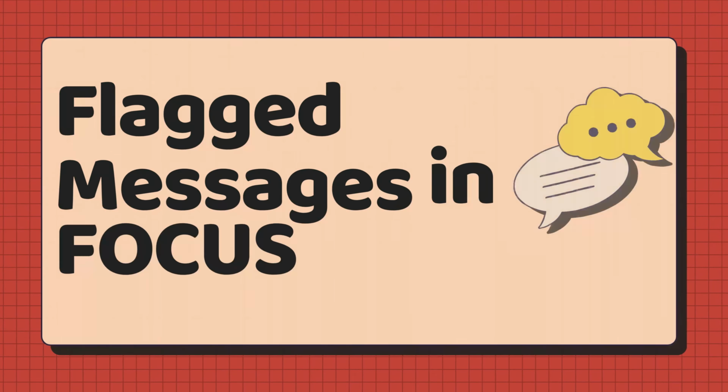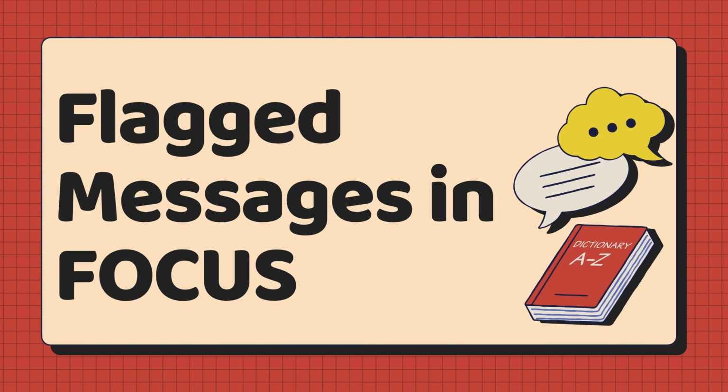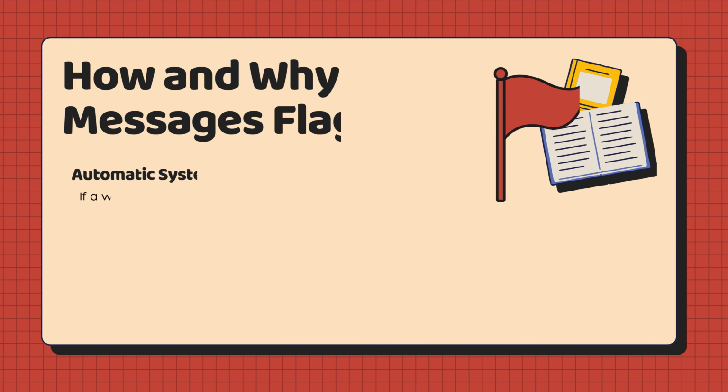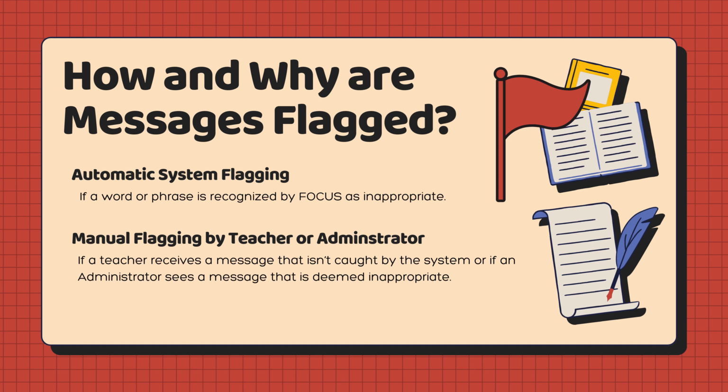Today, we're going to be going over flagged messages in Focus. And maybe you've been wondering, how and why are messages flagged? Well, they can be automatically flagged or manually flagged. Automatic system flagging occurs when a word or phrase is recognized by Focus as inappropriate. You as the teacher have the ability to manually flag any message you deem inappropriate that wasn't caught by the system. Administrators and deans also have the same ability. So let's begin.